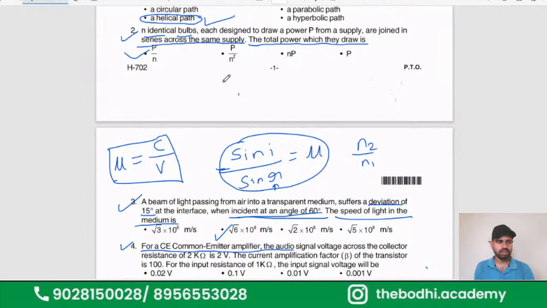Okay. So now we have theta equal to how much? 60 degrees. That is my angle of incidence. And the angle of deviation is 15 degrees. This is theta 2, the angle of deviation.